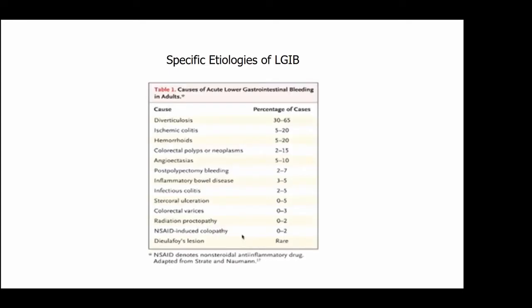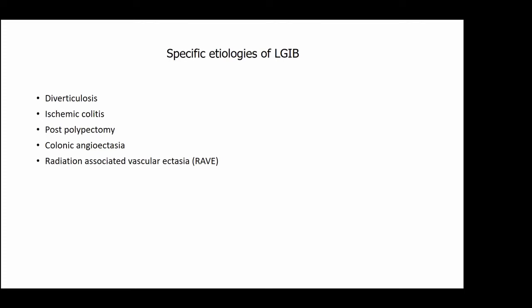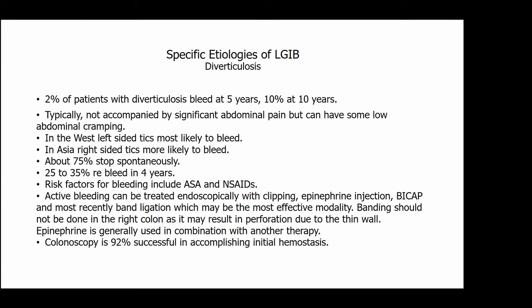So now let's talk about some specific etiologies of lower GI bleeding. And this is just a list, and you can see that by far the most common ones are diverticulosis, ischemic colitis, and hemorrhoids. And these are the ones that we'll talk about a bit. So let's talk about diverticulosis.